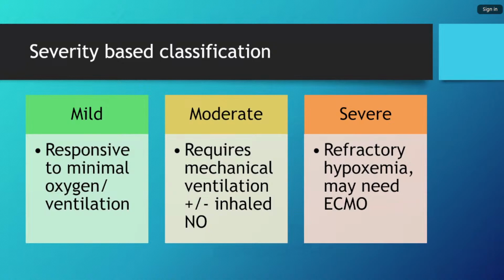Severity-based classification. Mild is if the baby responds to minimal oxygenation or ventilation. Moderate is if the baby requires mechanical ventilation plus or minus inhaled nitric oxide. And severe, there is refractory hypoxemia, and may need ECMO.